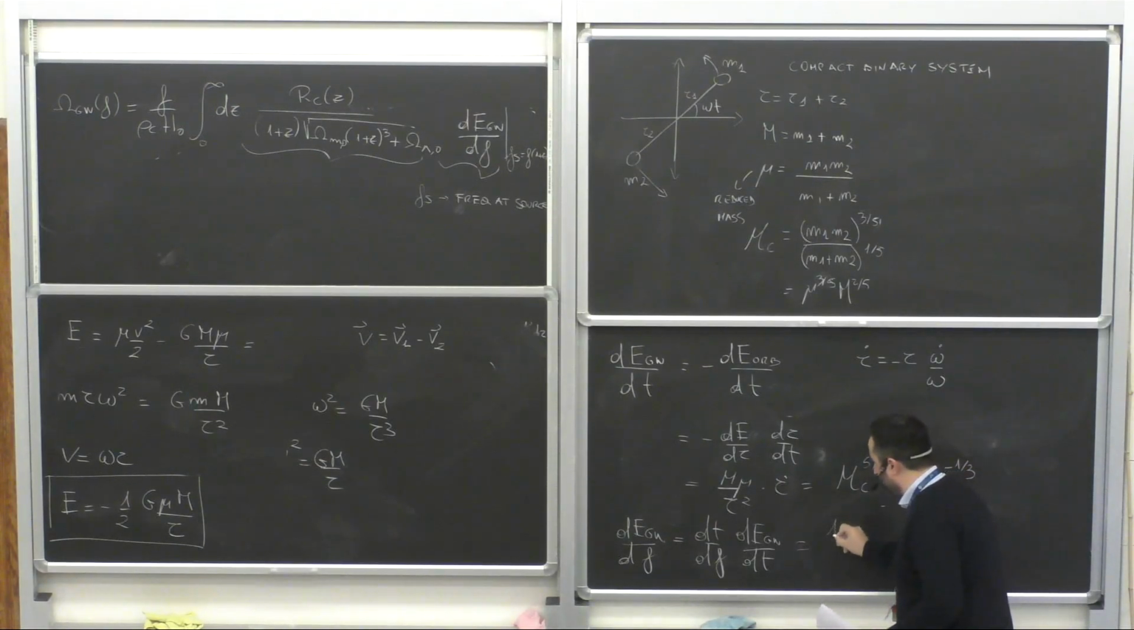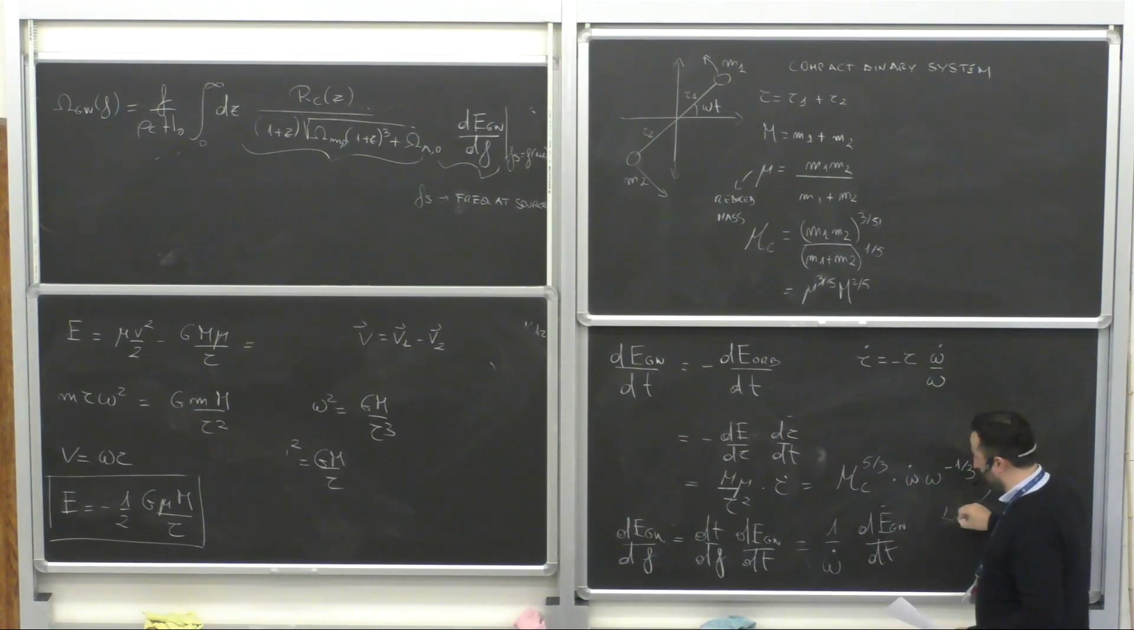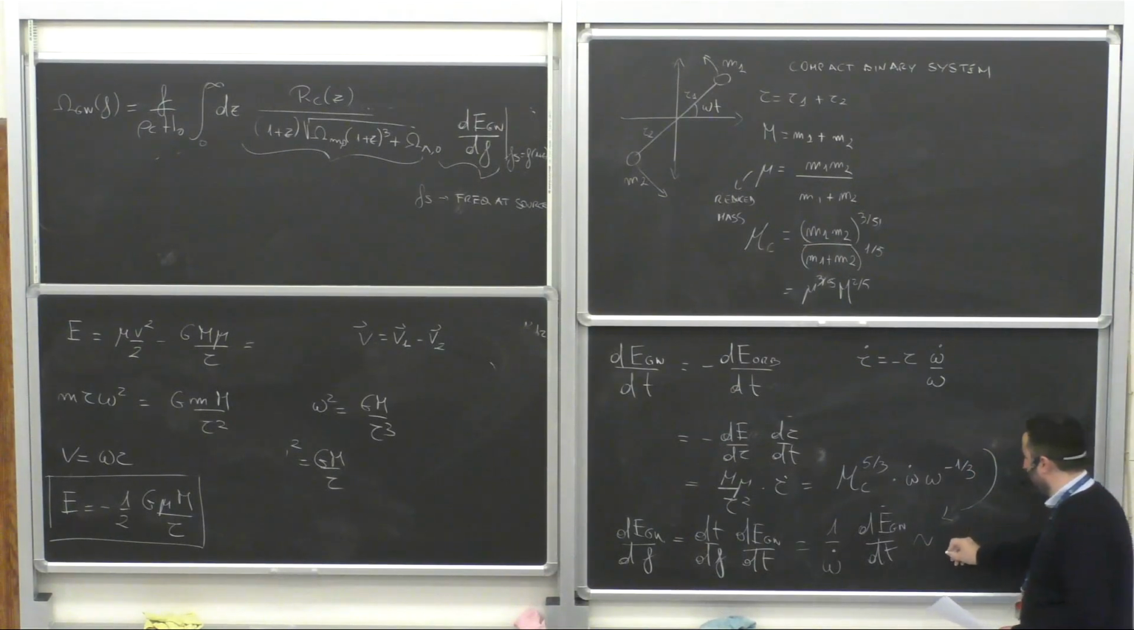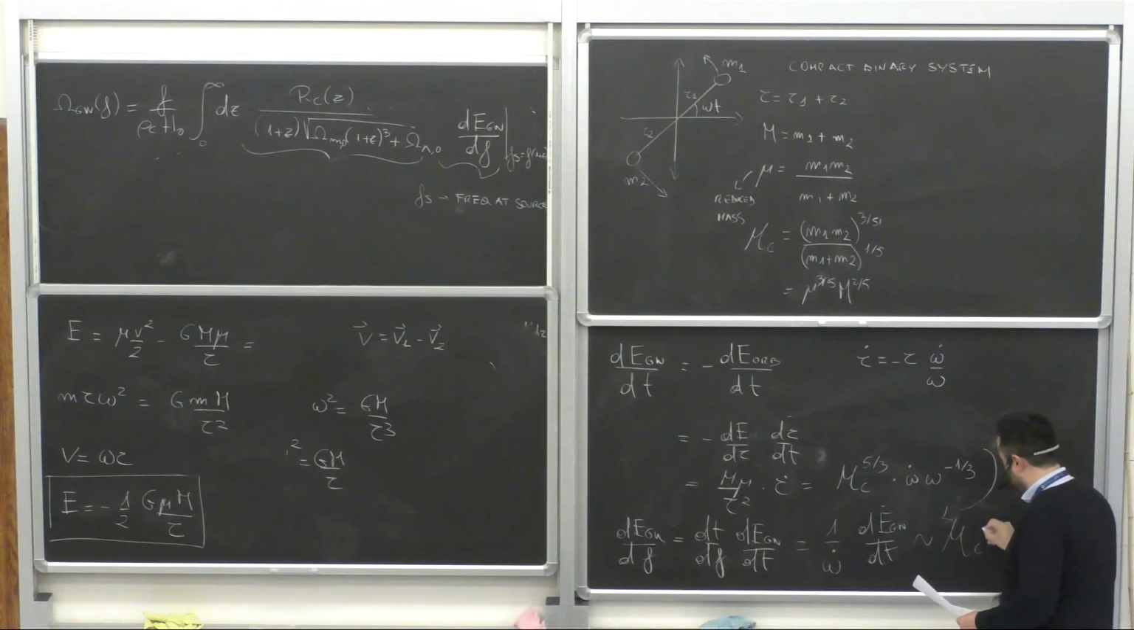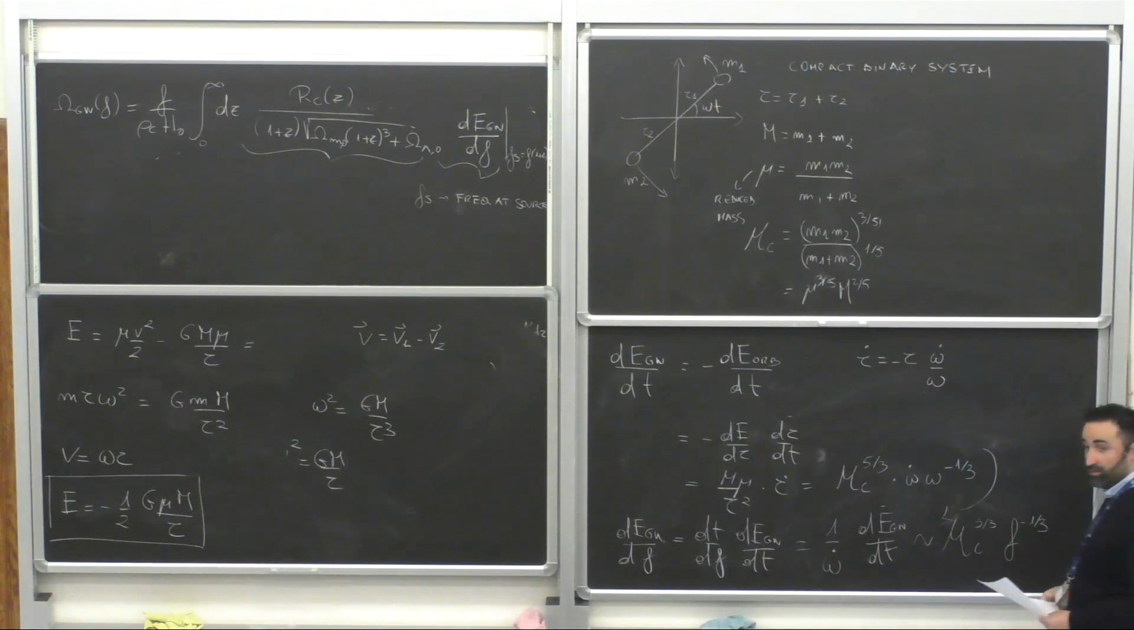So this means that I have 1 over omega dot times dE GW over dt. I take this, I plug it here, and what I get is the chirp mass to the 5/3 times f to the minus 1/3. Just from here. Yes?